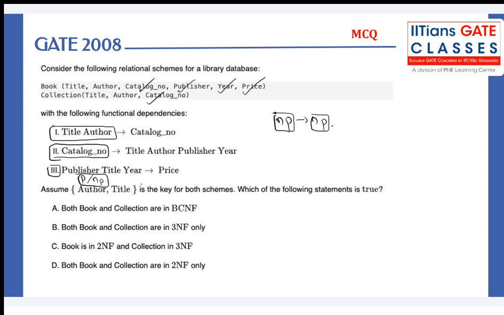Look at the second one. Can I find out a non-prime to non-prime functional dependency? The left-hand side is catalog number, which is a non-prime attribute. What shall I put in the right-hand side such that I have a non-prime attribute? Can I put publisher? Can I put year? Right? I can put publisher, I can put year such that I get a non-prime to non-prime functional dependency, which violates the condition of 3NF. So book is not in 3NF. Okay. Everyone clear why book is not in 3NF?